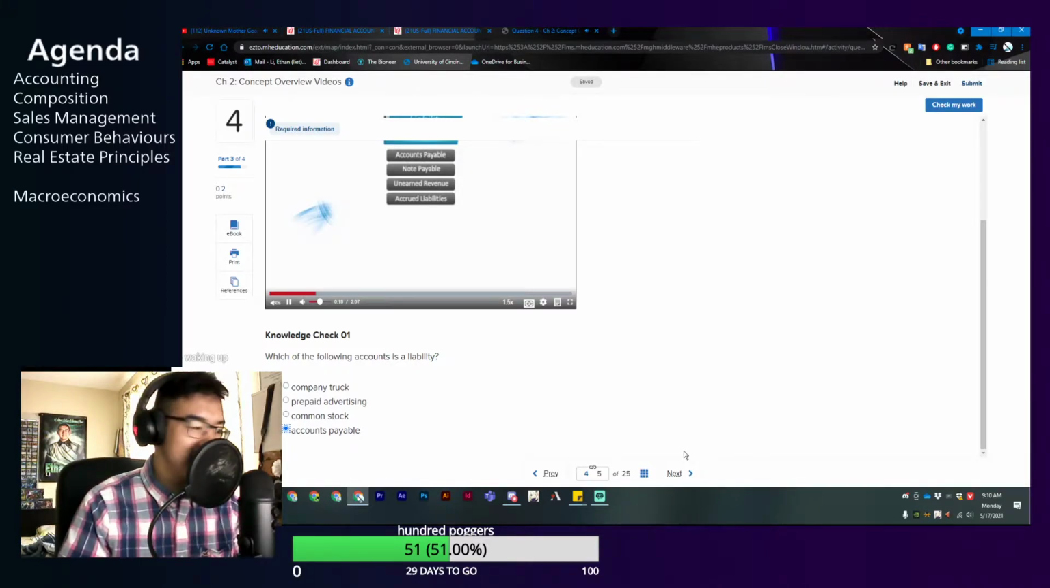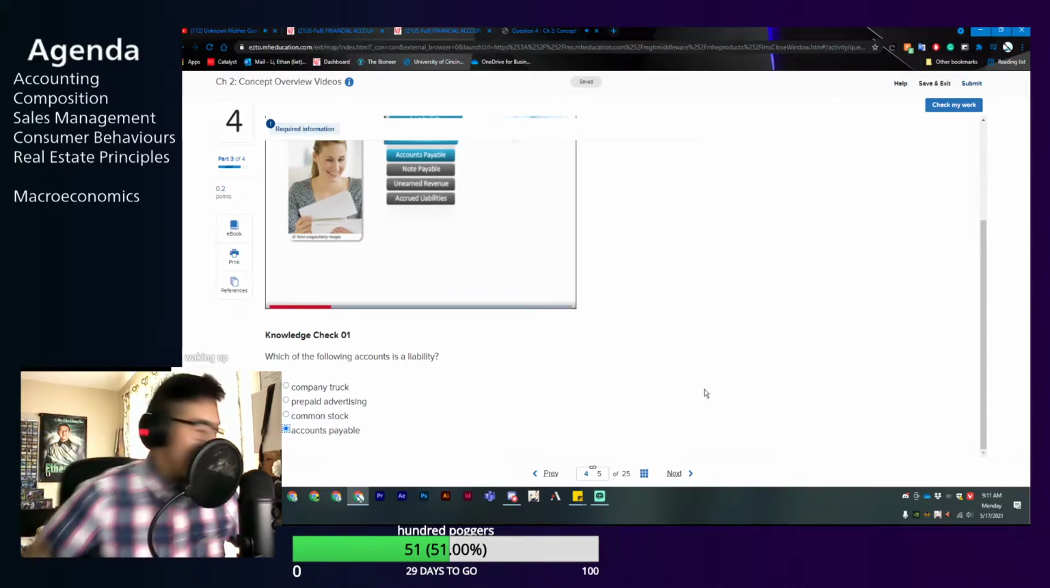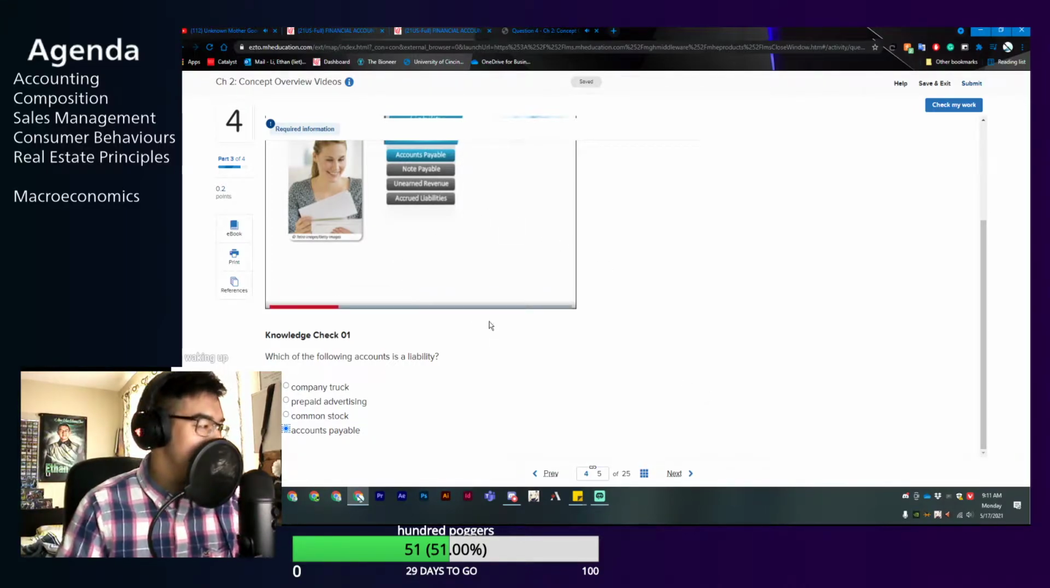Accounts payable refers to promises to pay later, which usually arise from purchases of merchandise for resale. Payables can also arise from purchases of supplies, equipment, and services.